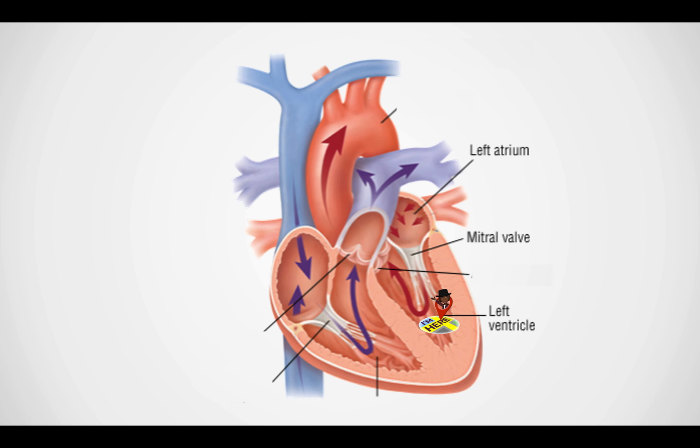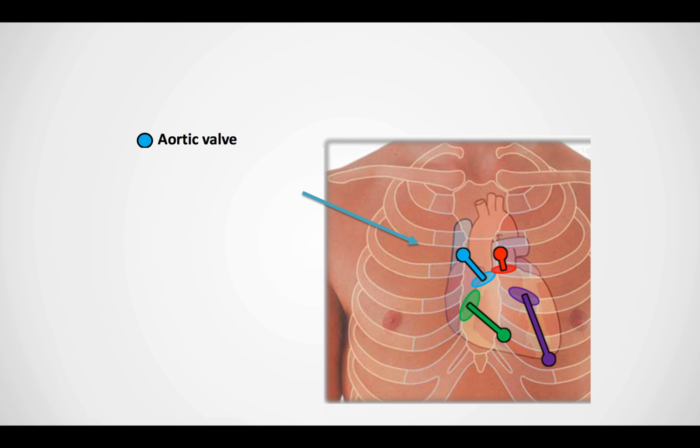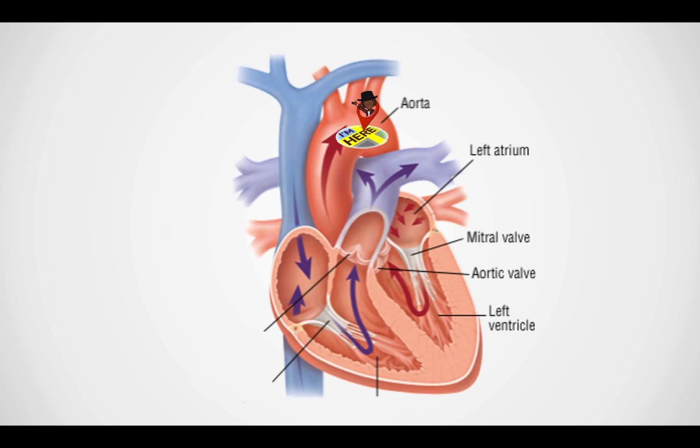atrium. Once the left ventricle contracts, blood flows through the aortic semilunar valve. The aortic valve can be found behind the sternum in the third intercostal space. Once the blood moves through the aortic valve, it moves into the aorta. There, the blood is distributed throughout the body.